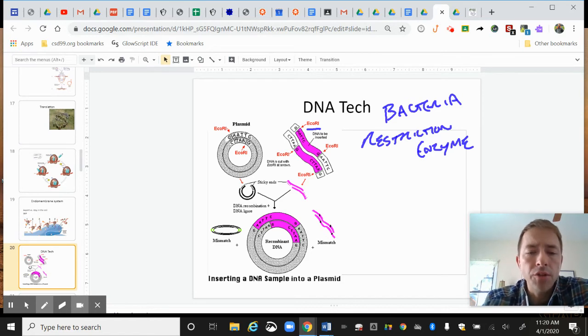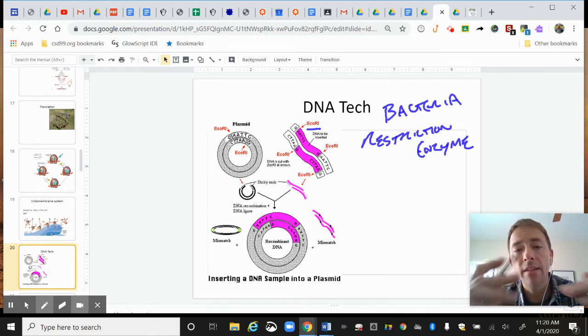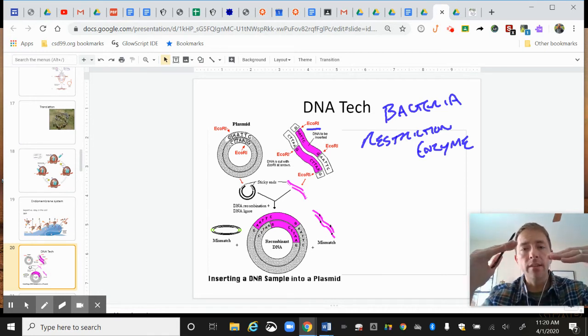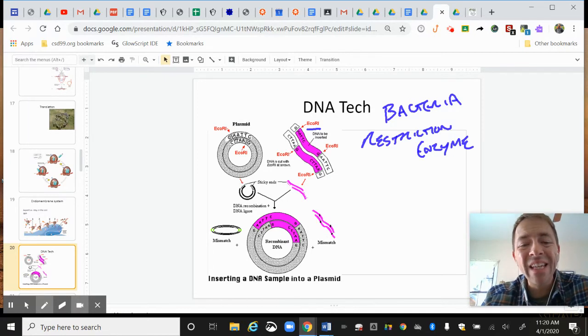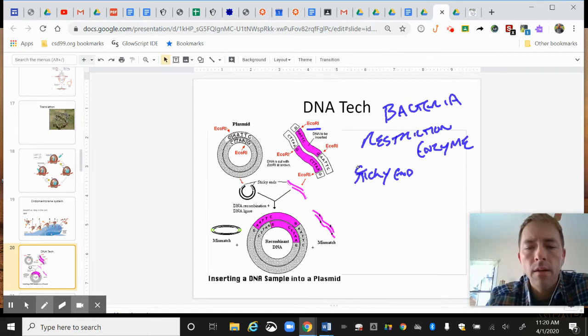GAATTC. It's a palindrome because it's the same forward as it is back on the bottom side. But it's going to find that exact sequence, and it's going to cut between the G and the A. And in this case, it makes it jagged. And that jaggedness allows for what we call a sticky end. And sticky ends is just a generic term that means that there's open areas for hydrogen bonding between another sticky end that would have that complement.